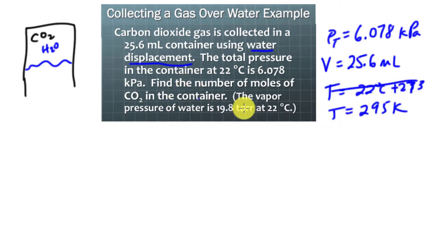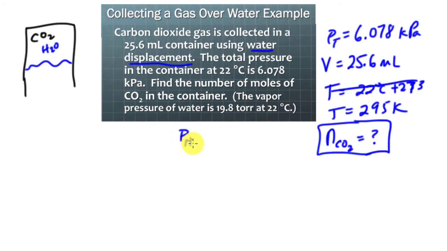What I want to do is find the moles of CO2. Okay, so I'm looking for moles of CO2. They also tell me that the partial pressure of the water is equal to 19.8 torr. All right, now notice the units here are different. What a pain in the butt. So because of the fact that, here, I'll show you what we're going to have to do.